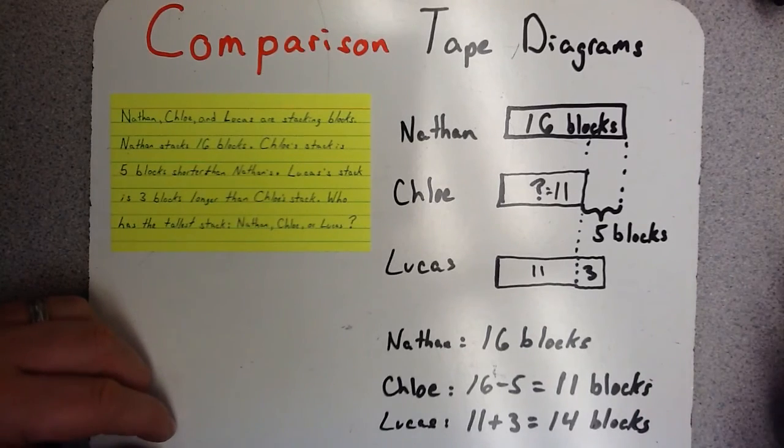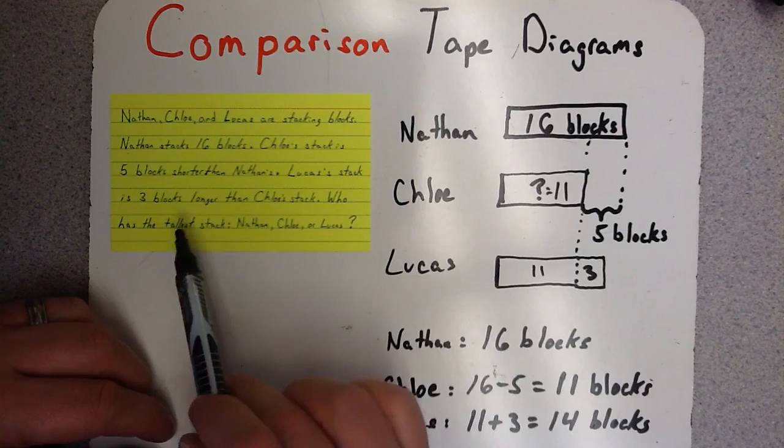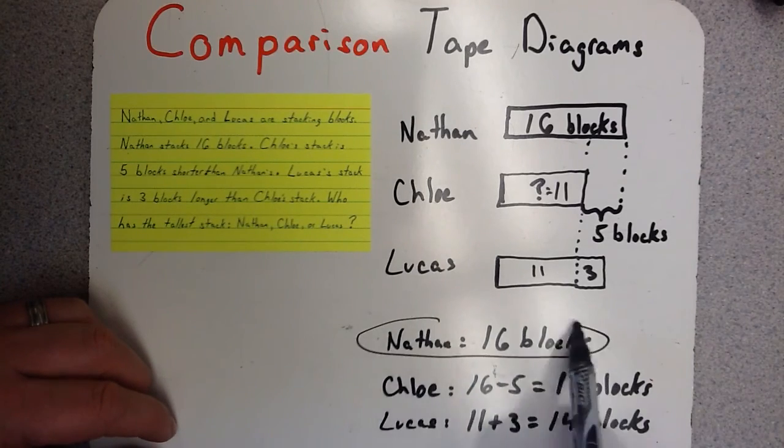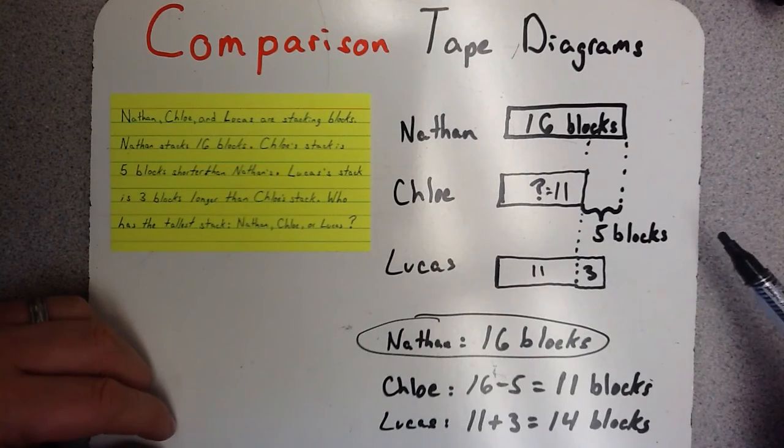Okay, so the question is, who has the tallest stack, Nathan, Chloe, or Lucas? Well, who has the tallest stack? It is Nathan with 16 blocks. Lucas is second, and Chloe is third.